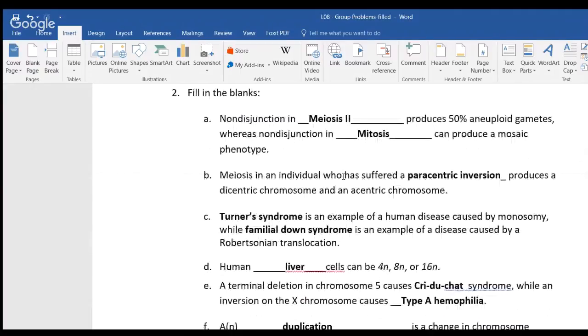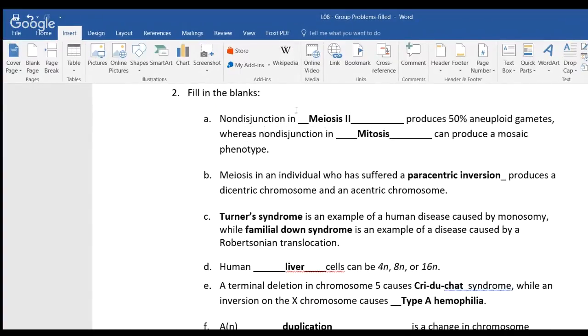For part 2, we're filling in the blanks. For part A, non-disjunction in meiosis 2 produces 50% aneuploid gametes. If this were non-disjunction in meiosis 1, all of them would be aneuploid. They're all messed up. So we know it has to be meiosis 2.